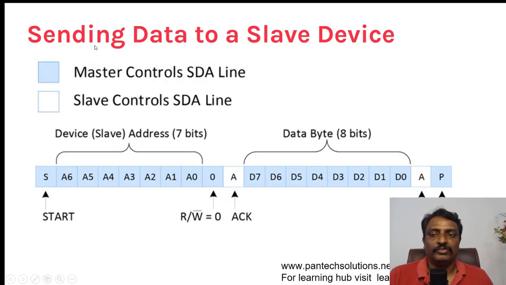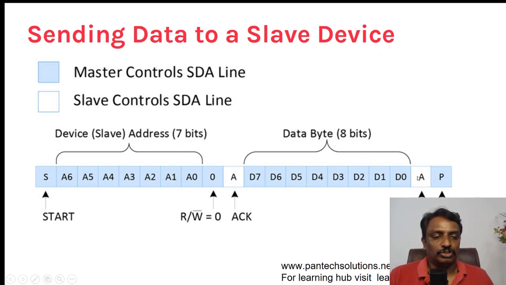If you check, when you send data to the slave device, the blue color line indicates the bits controlled by the master, whereas the white color line is controlled by the slave. The acknowledgement signal is controlled by the slave. The master sends a 7-bit slave address, plus 1 bit for read or write operation, so totally 8 bits. Then the acknowledgement bit is controlled by the slave, and the data is 8 bits.